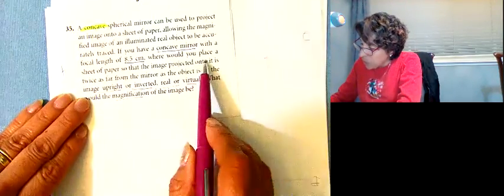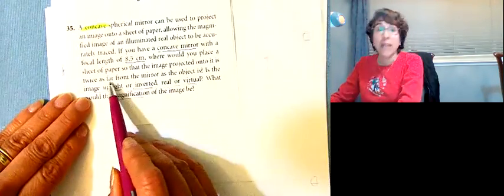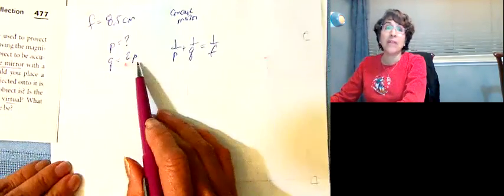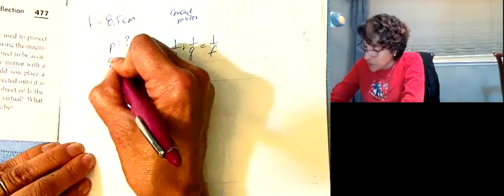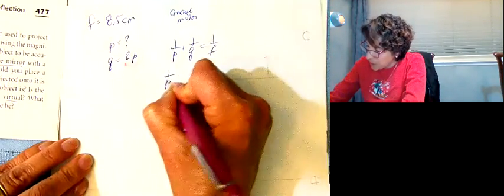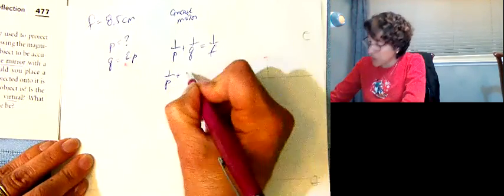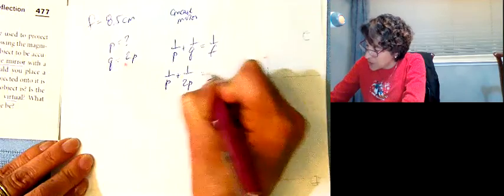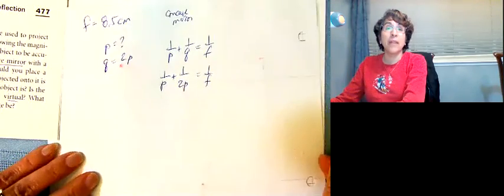If it's concave, where would you place it? The image is twice as far from the mirror as the object is. So that tells you that Q has to be 2 times P. That's Q. All right, so I'm going to just rewrite that. I'm going to have 1 over P plus, Q is 2P, so I'm going to say 1 over 2P is equal to 1 over F.